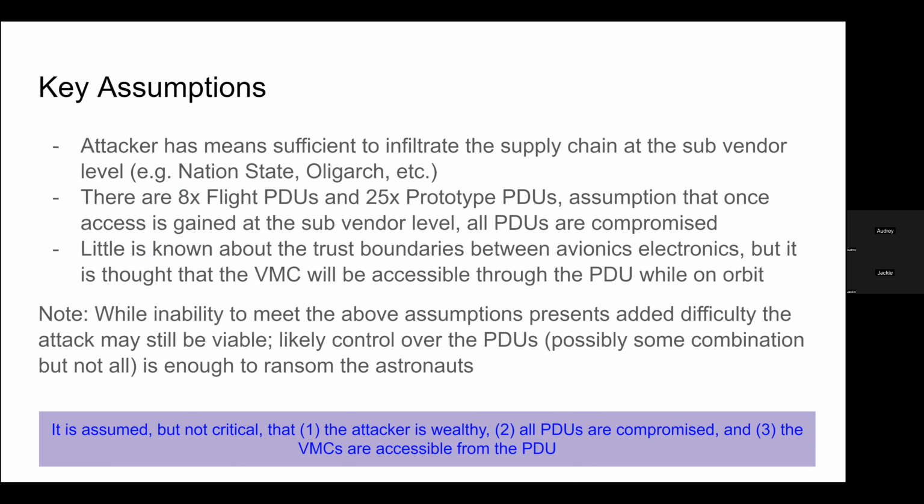So this attack makes a couple of key assumptions. We're assuming that we're able to infiltrate the supply chain, which is dependent on having probably a large amount of means. So we're either a nation state, oligarch, or something similar. We're assuming that we're able to compromise all of the PDUs. We know that there are 8 on the spacecraft, so a high level of redundancy, and we do think we'd get all of them. And then we are also assuming that there are limited trust boundaries between the PDUs and other avionics on the system. That said, even if all of these assumptions aren't met, we do still think we'd be able to ransom astronauts.